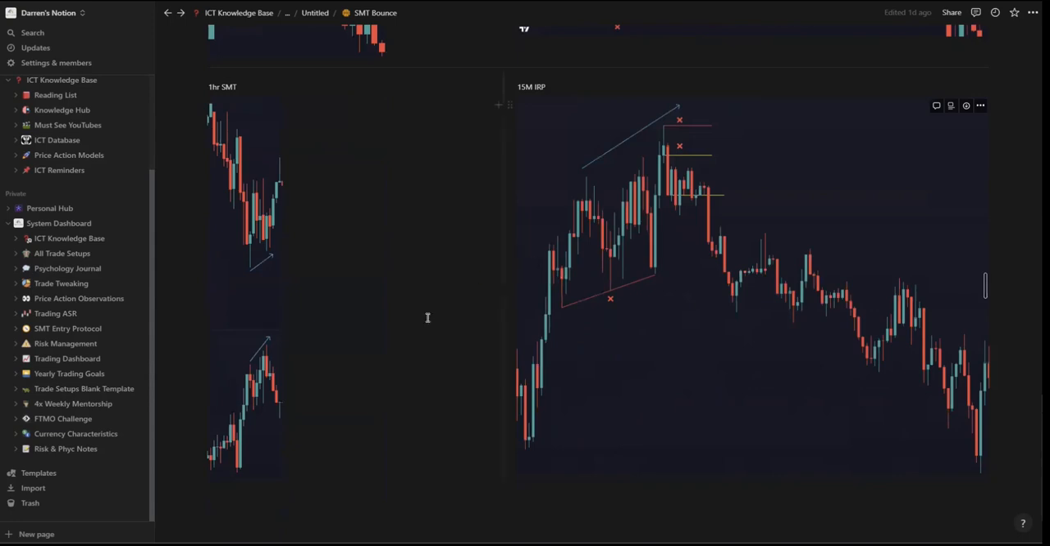It's really, really simple over here. Again, this is not GU, this is something else. I can't remember exactly what it was, but similar thing here. We get an SMT over here on the 1 hour, and once the 1 hour has been created, we watch the 15-minute unfold.